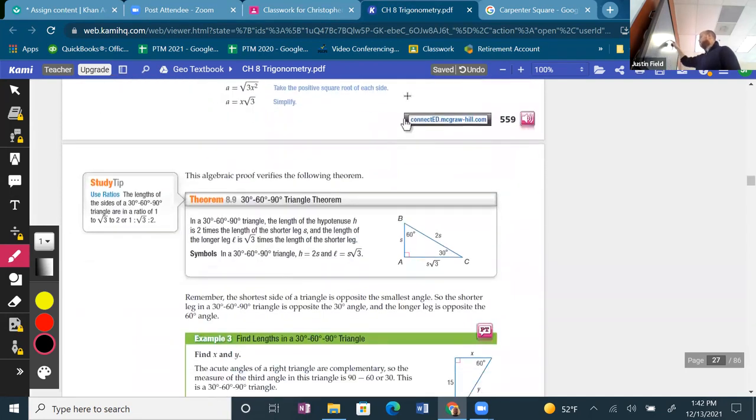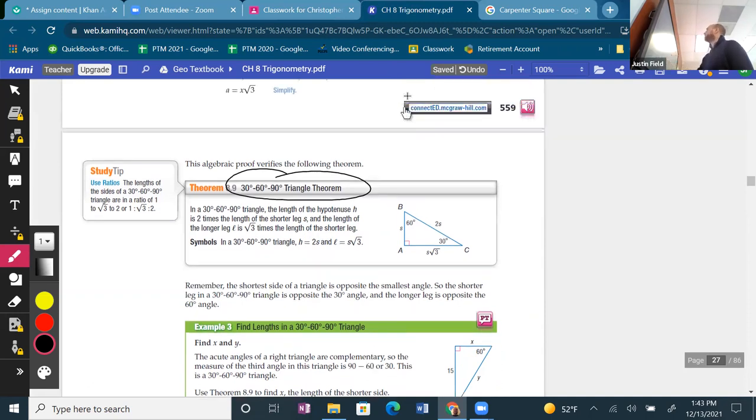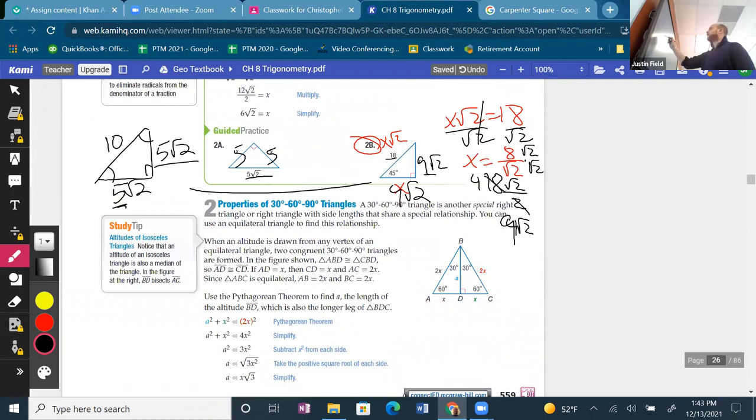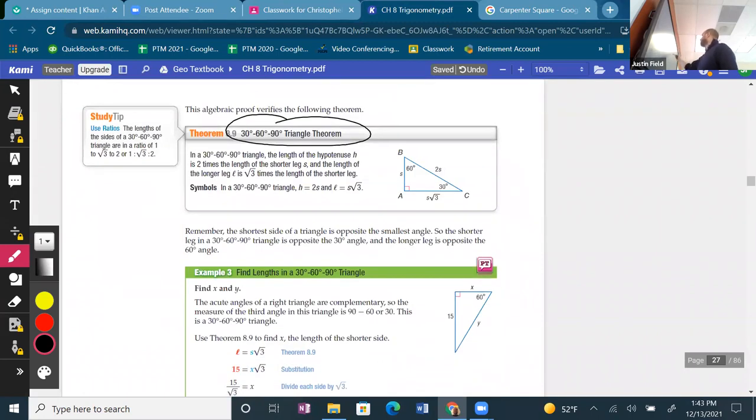And now we're on to our last special right triangle, the 30, 60, 90. Just a different formula. The first formula was x root 2, right? Now this one is x root 3 and 2x. I don't know why they're using s's. X, 2x, x root 3. Okay, that is the 30, 60, 90 triangle.